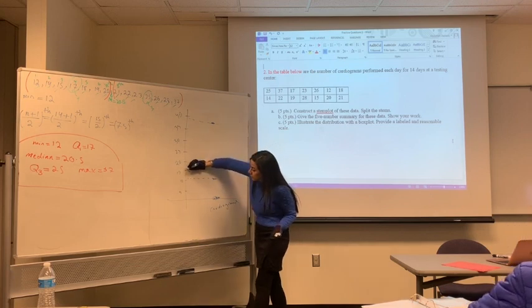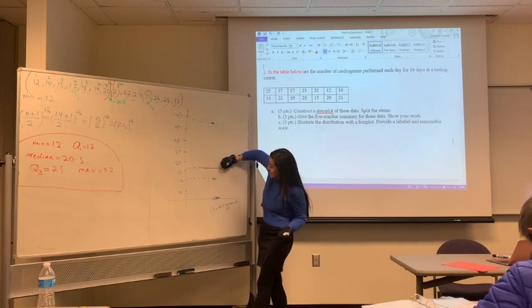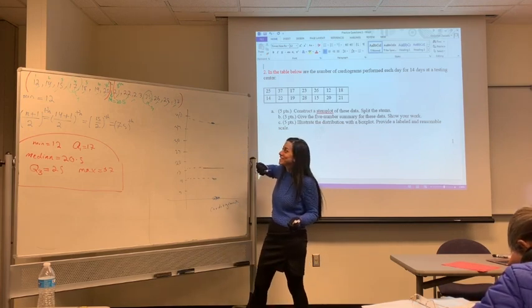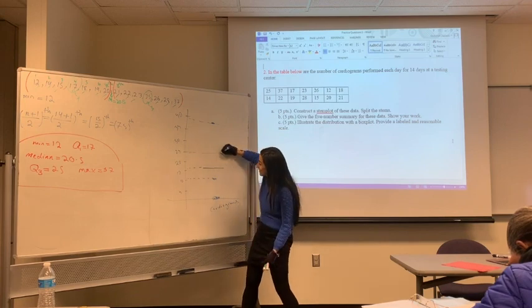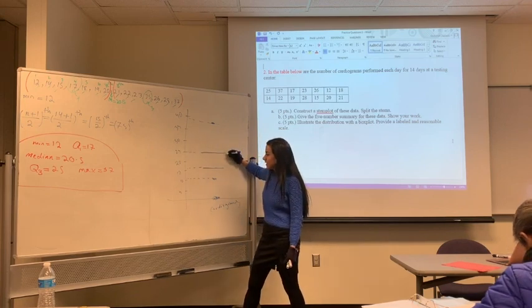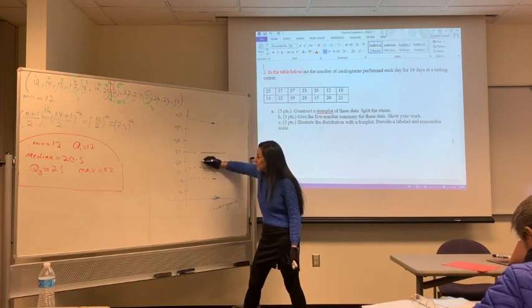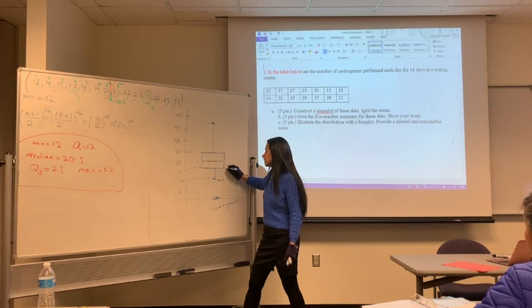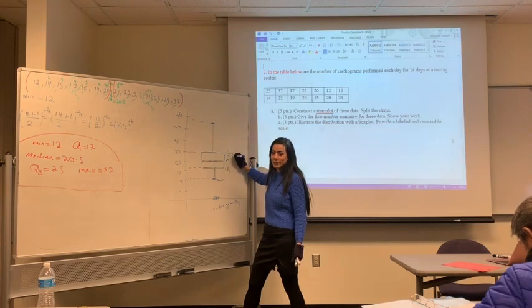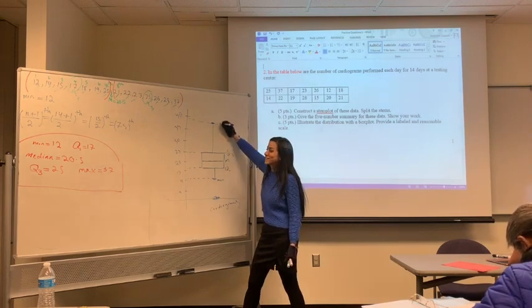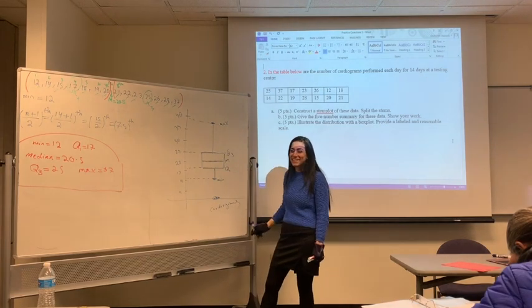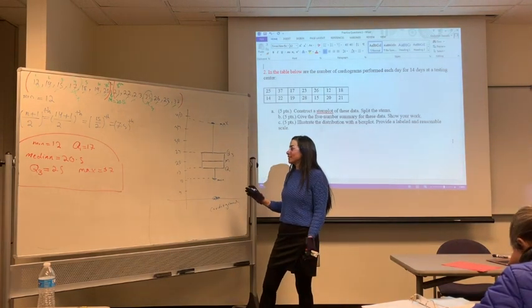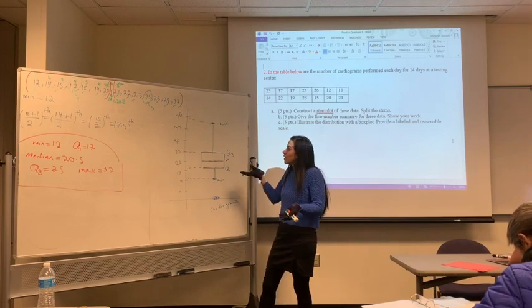Q1 is 17. Q3 is here, this one. Then the median is almost here, maybe almost here. And then connect them. This is Q1, M, this is Q3. This is the maximum. Correct? So, what do you describe the shape?